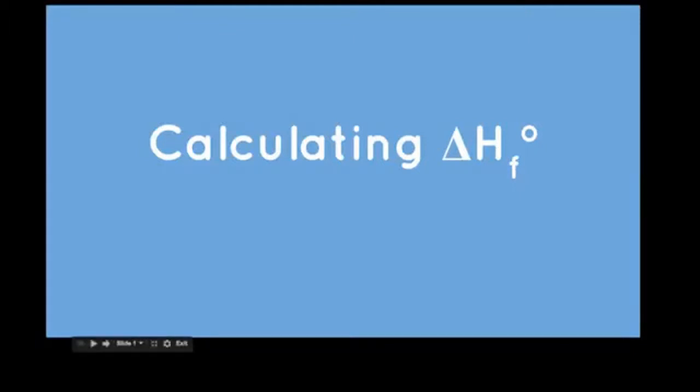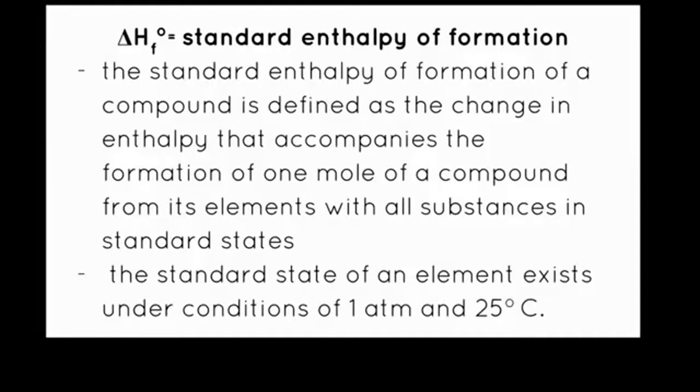Okay, so here is an example problem for calculating delta H in thermochemistry. Delta H equals standard enthalpy of formation, and this means that the standard enthalpy of formation of a compound is defined as the change in enthalpy that accompanies the formation of 1 mole of a compound from its elements with all the substances in standard states. So this basically means that it's the sum of products minus the sum of the reactants, their delta H values. And the standard state of an element exists under conditions of 1 atm and 25 degrees Celsius.